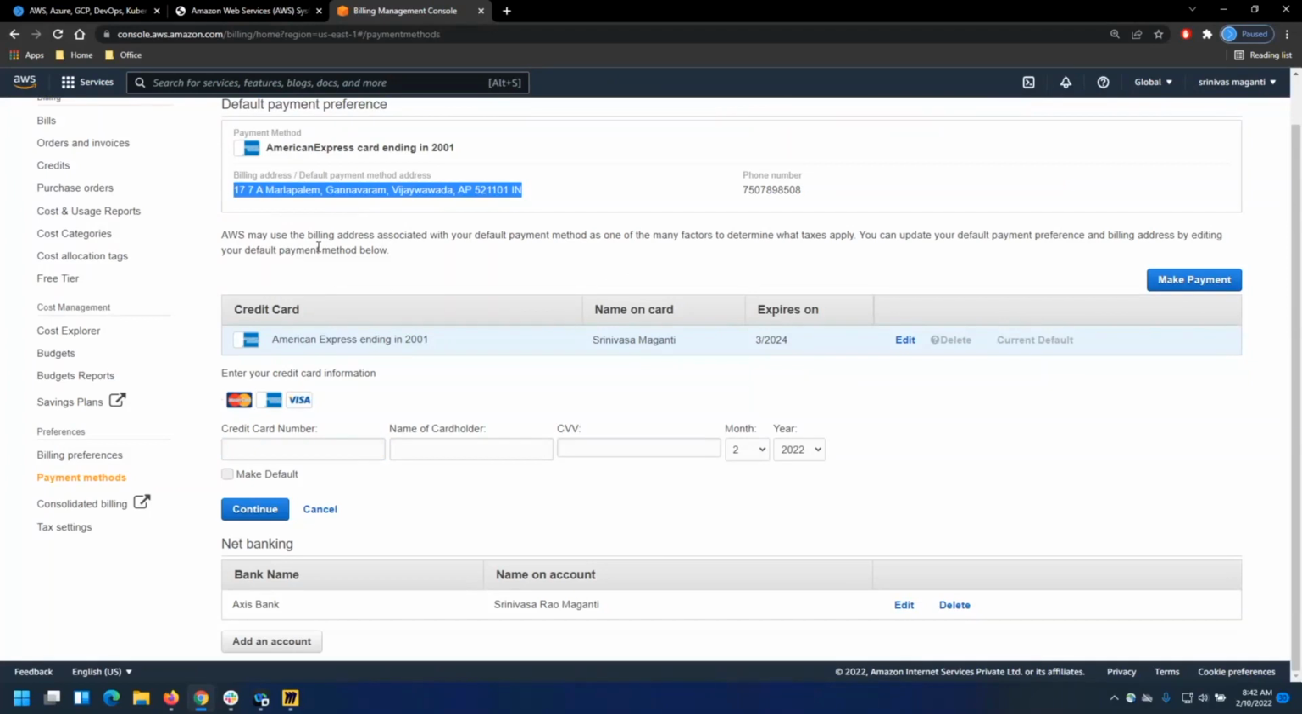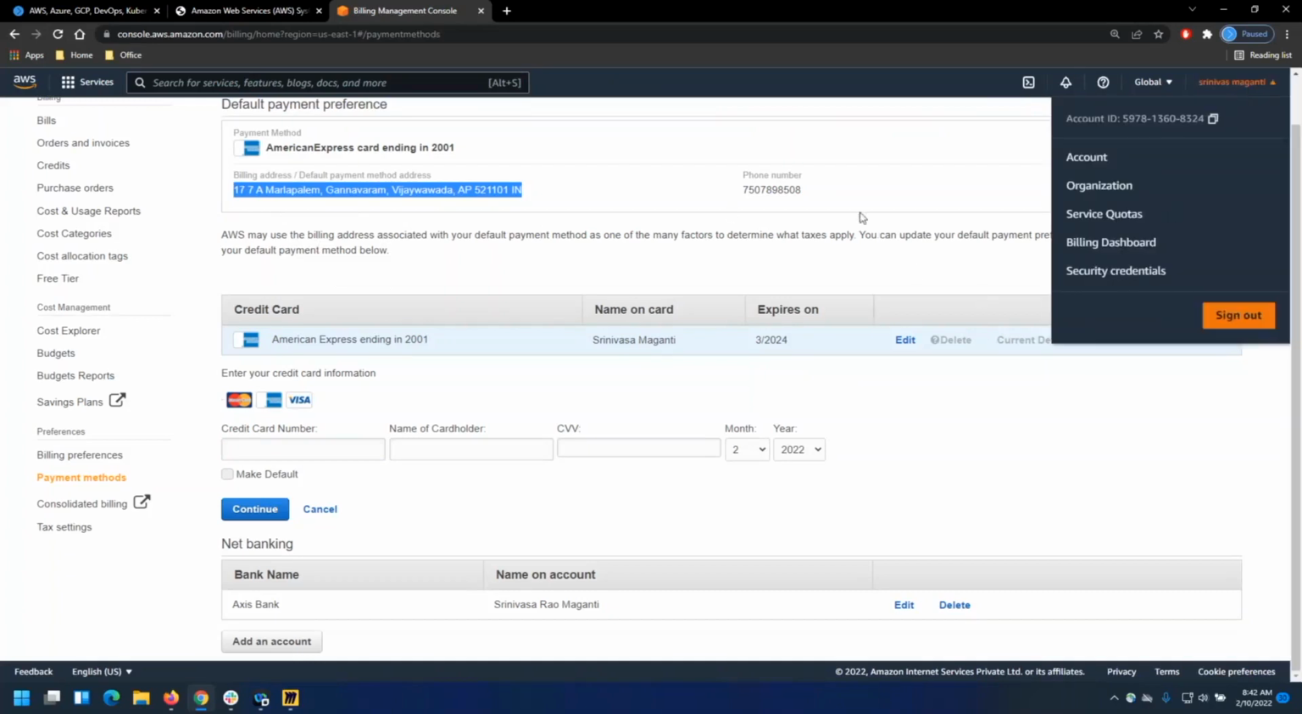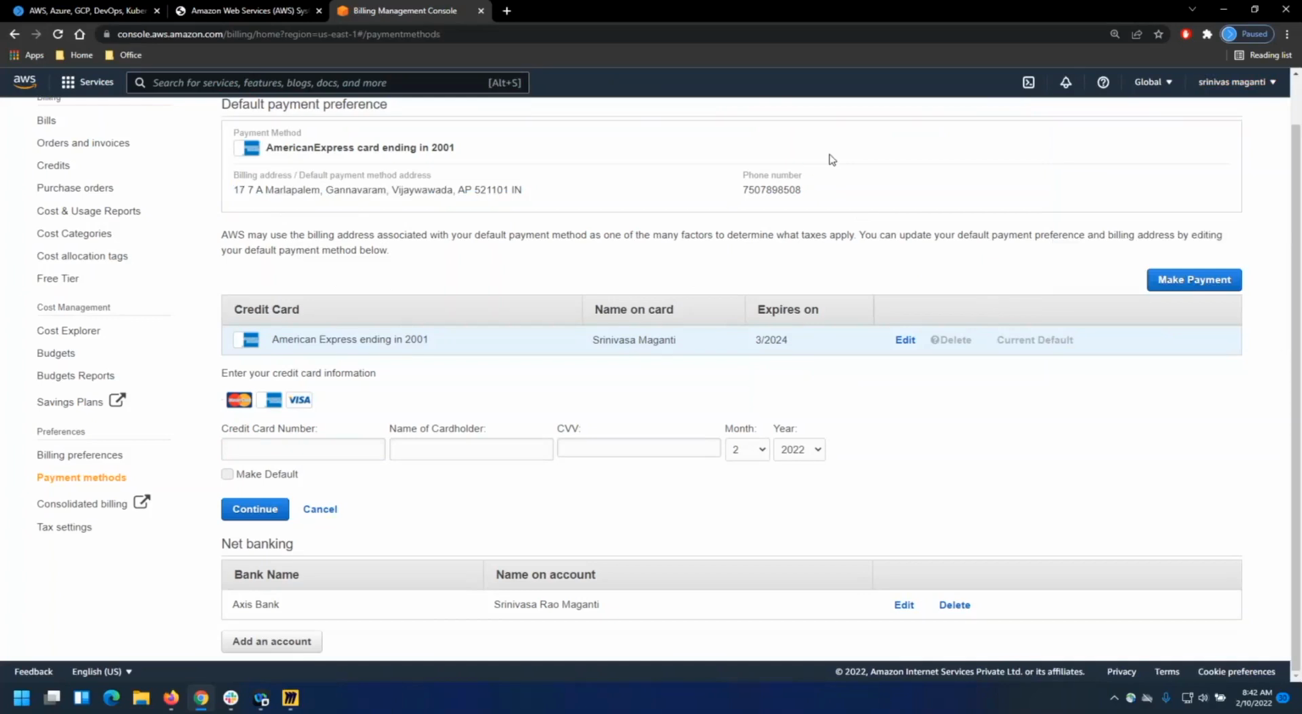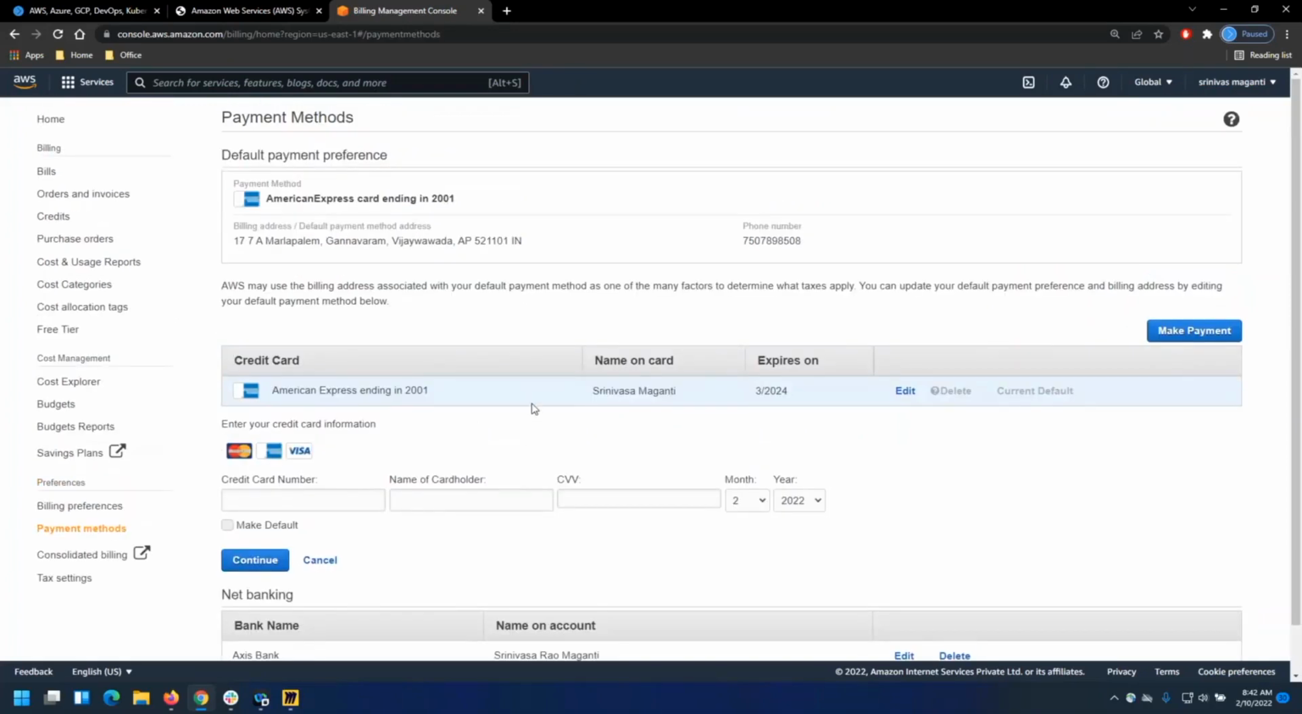This is how you can set up an account for your personal learning purposes. If you are working for an organization, that is a different story. You will be invited into your organization account, and depending on the permissions allocated to you, you will be able to perform certain roles. But this payment method setup is for your personal usage.